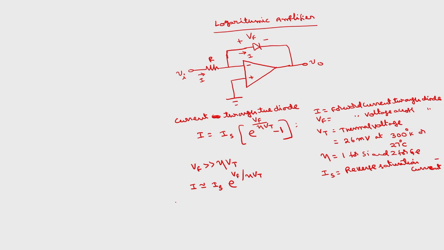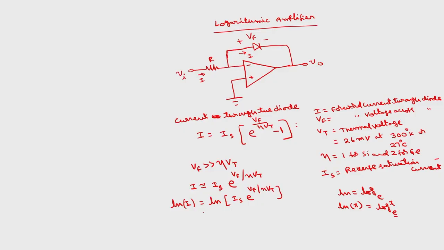Now, if you take the logarithm to the base e on both sides, ln I is equal to ln of Is e to the power of Vf by eta Vt. This ln is log to the base e. So, ln x means log x to the base e. You can have base 10 also, but here we are taking base e. Log of a b is equal to log a plus log b. So, this is ln Is plus ln e to the power of Vf by eta Vt.